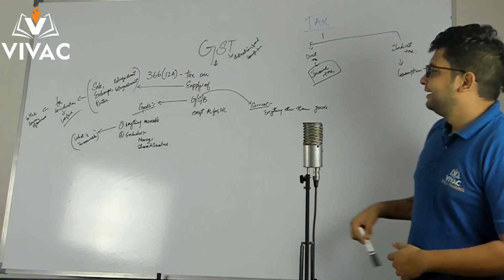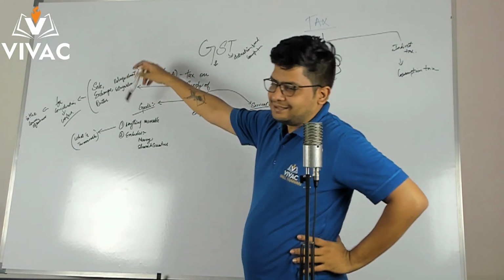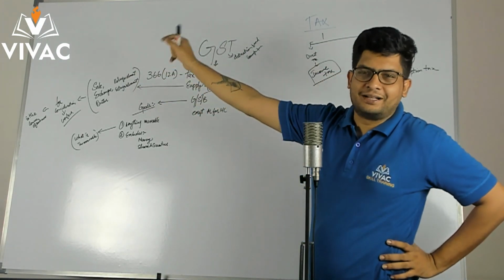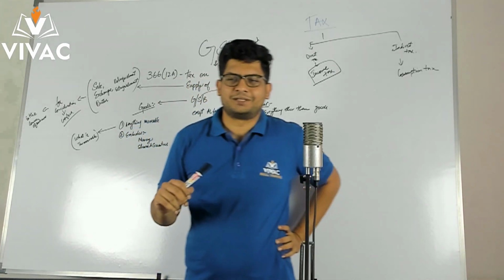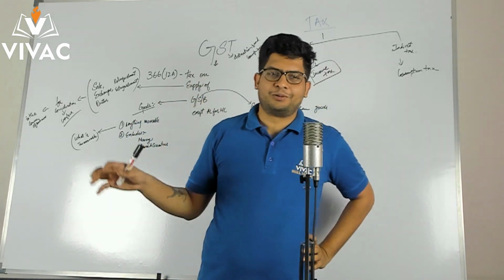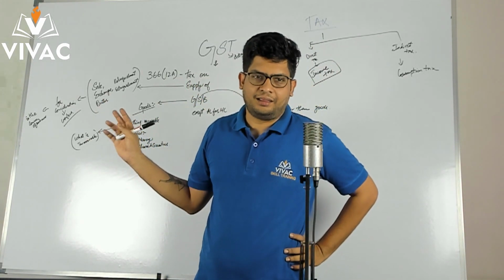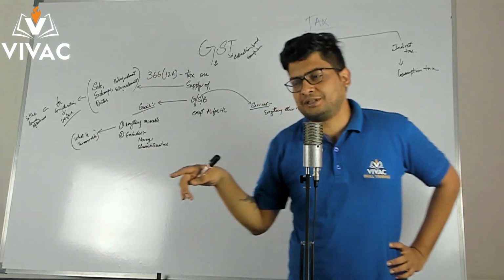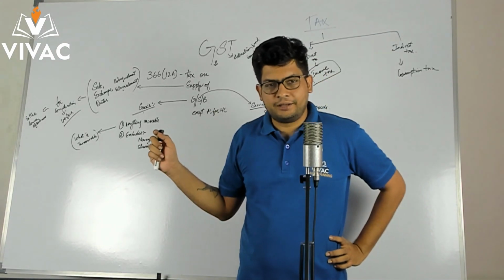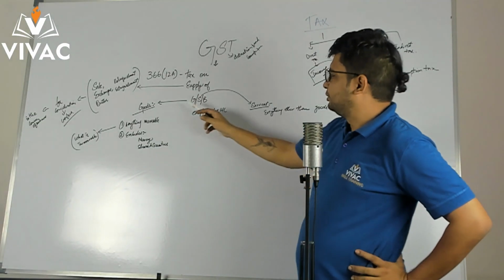Okay. So supply means sale, exchange, barter, relinquishment, extinguishment for a consideration. Money should have been got. And in the course of business. You burning your personal bike, that is not supply. What is supply is, it should be done in the course of business for a consideration. Then we talk about goods, services or both.